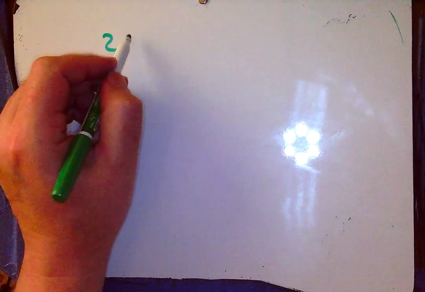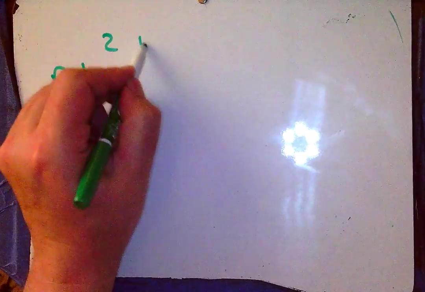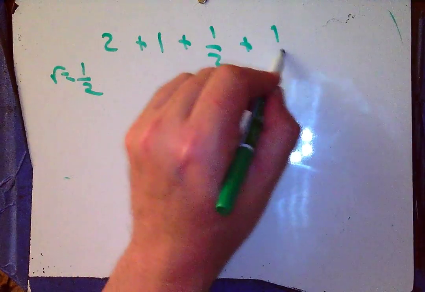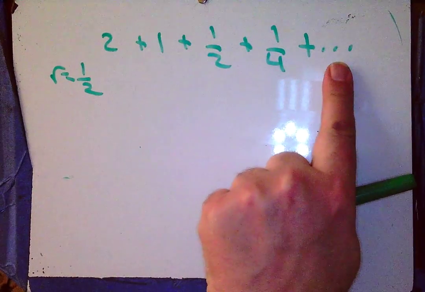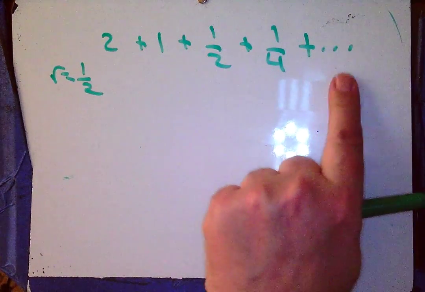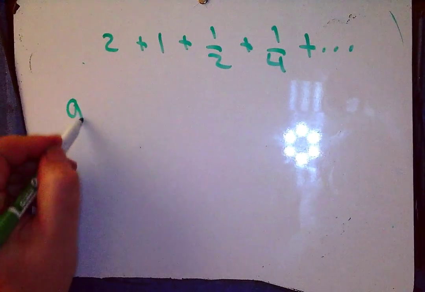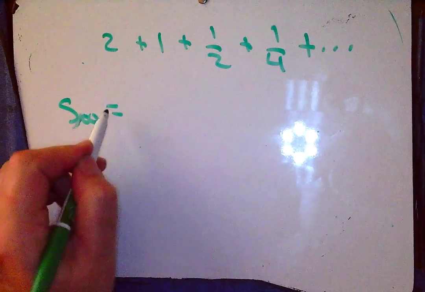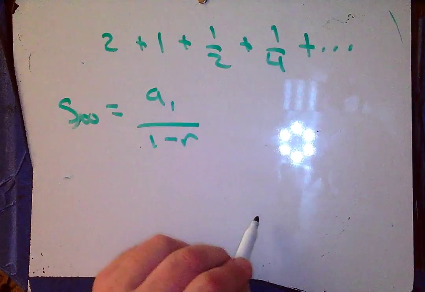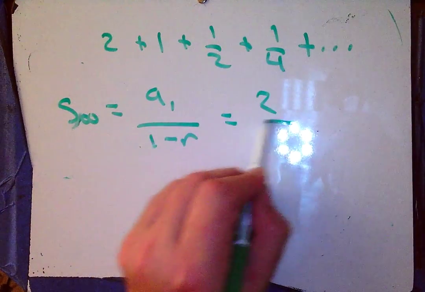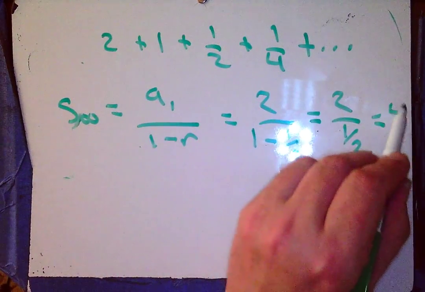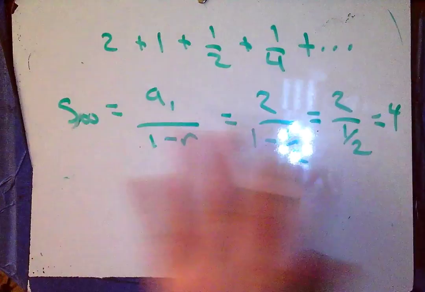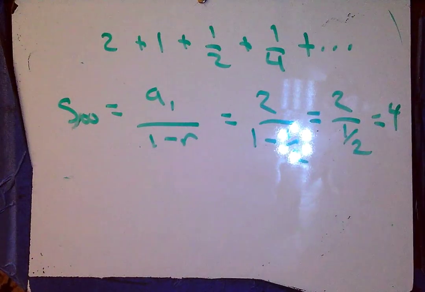So that last problem where we started off with 2 and our r value equaled 1/2, so this was 1, plus 1/2, plus 1/4, and so on. If we add this up forever, our geometric sum formula, sum of an infinite, says a sub 1 over 1 minus r. So that's 2 over 1 minus 1/2, which is 2 over 1/2, or 4. So the sum of adding this up forever will be 4.